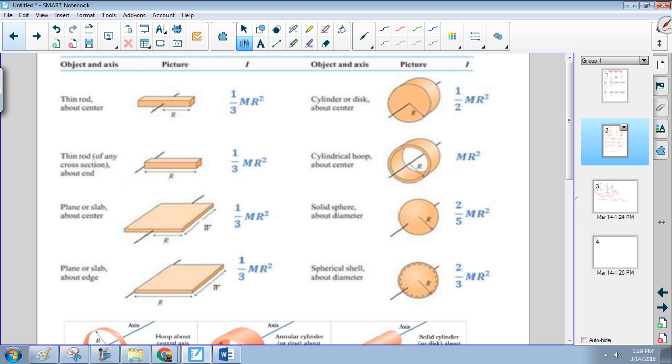For the solid rectangle, yeah, maybe 1/3 MR squared. Which one are you looking at? They're all 1/3 MR squared, but what's important is you've got to figure out how to measure your R. The last one, this one, right?